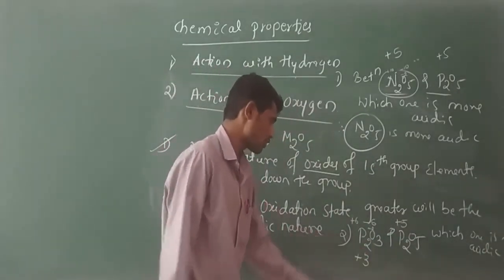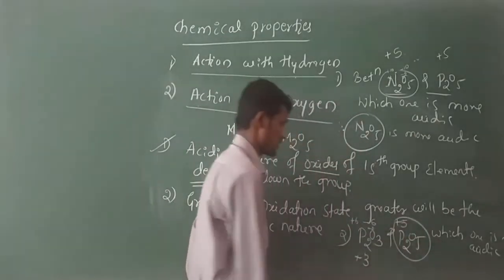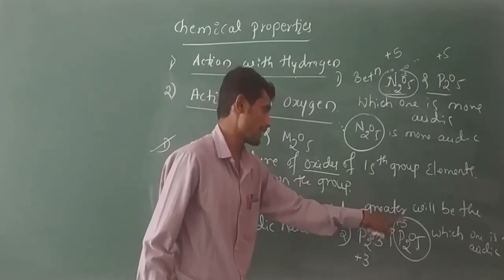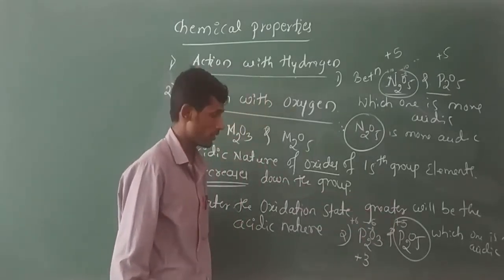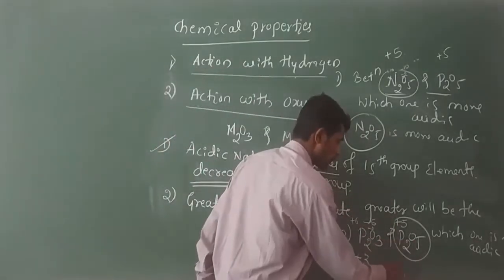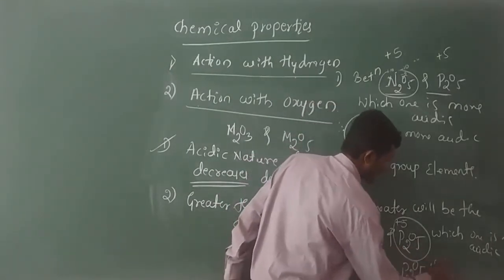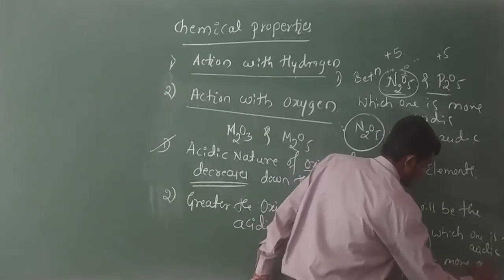Between these two, this one has the higher oxidation state. According to the concept, the greater the oxidation number, the greater will be the acidic nature. Therefore, between these two, P2O5 is more acidic.